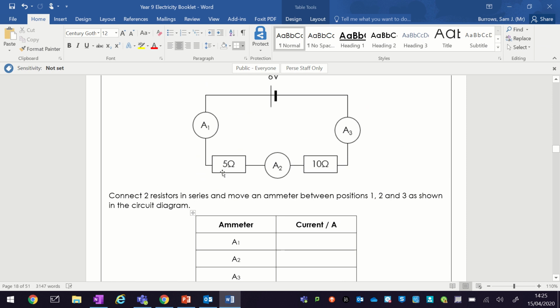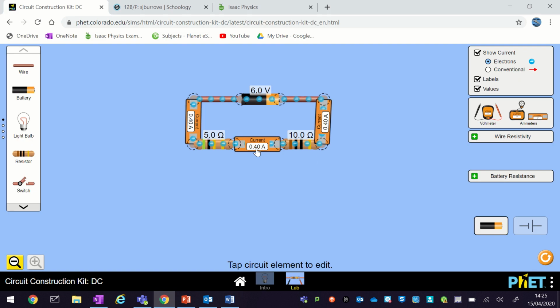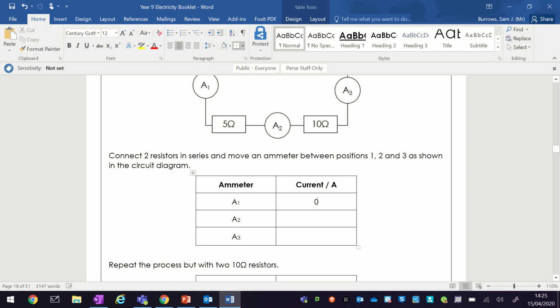It wants us to record the current A1, A2, and A3. Well, you can see in here, it's 0.40 in all 3 of them. So the current, or the number of charges per second passing through a point, is exactly the same everywhere. Let's put all those in there.